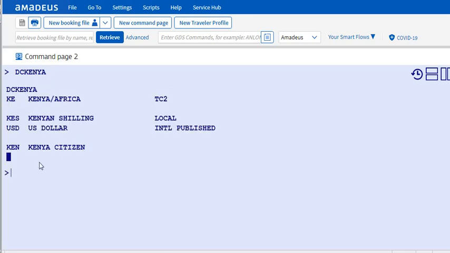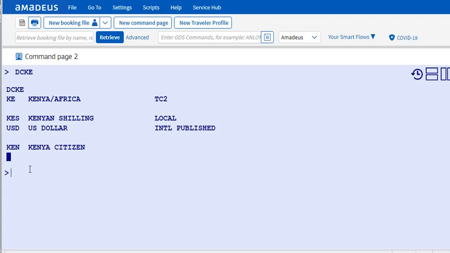DCKENYA, I can find Kenya is in Africa, that's in TC2, and it has got two currencies. One is for the local transaction, KES or Kenyan shilling. US dollar is for the international transactions. KEN is the passenger citizenship code of the Kenyan people. Suppose I'm saying DCKE, you'll be getting the exact same information.